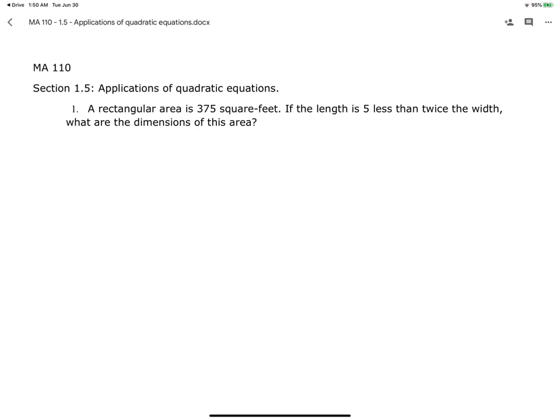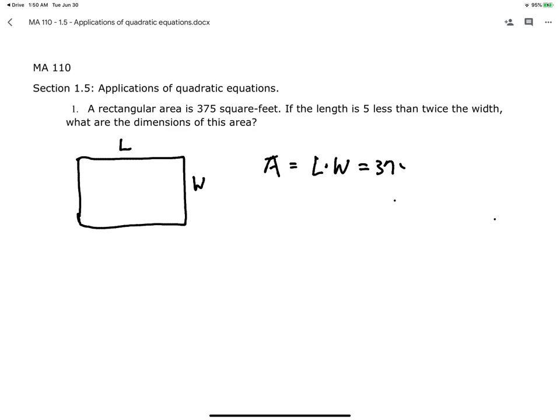All right, the first problem: the rectangular area is 375 square feet. If the length is 5 less than twice the width, what are the dimensions of this area? So I'm going to draw a picture first, just because I'm a visual learner. So I know this is my length, this is my width, and I know the area is going to be length times width, and I know that is going to be 375. Okay?